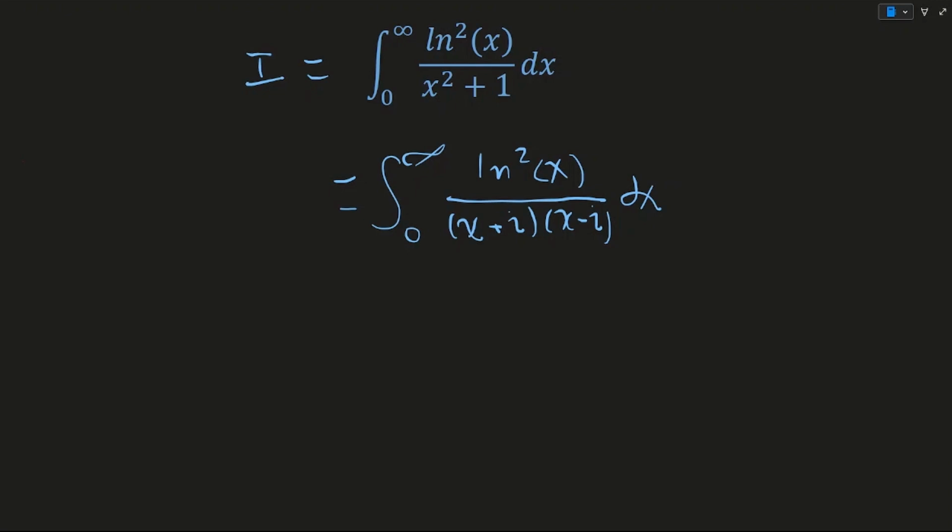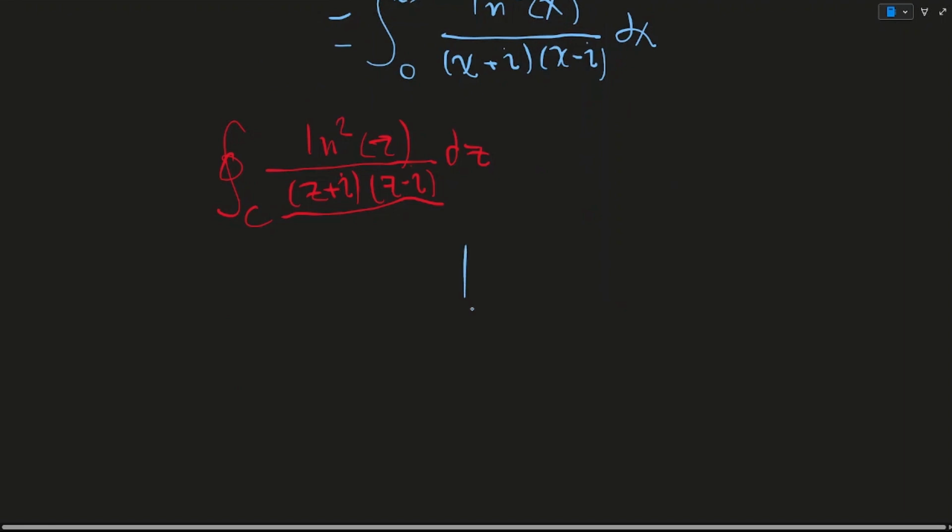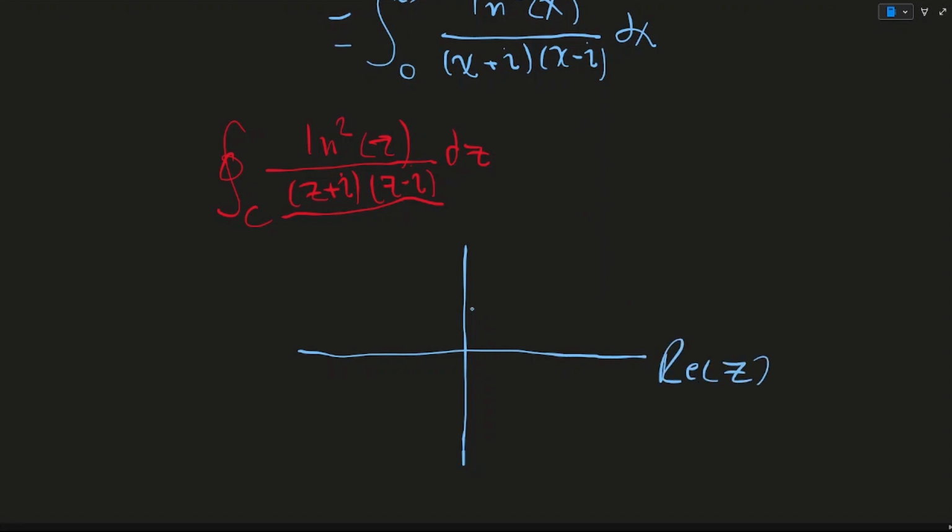And so our integral becomes the contour integral along the contour C of ln squared of z over z plus i times z minus i dz. And so this is our function f of z, what we're integrating. And what does our contour look like then? Let's just go ahead and draw our axes.